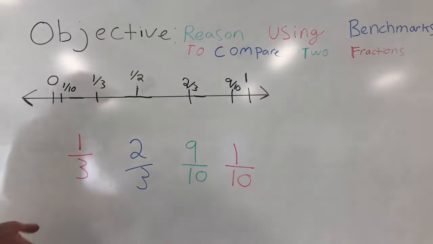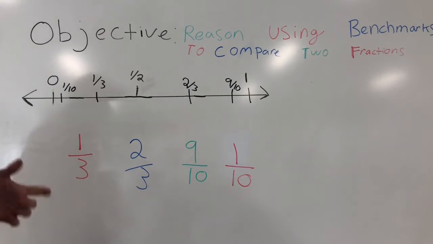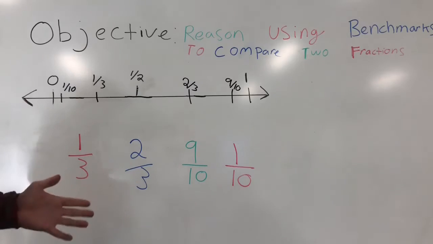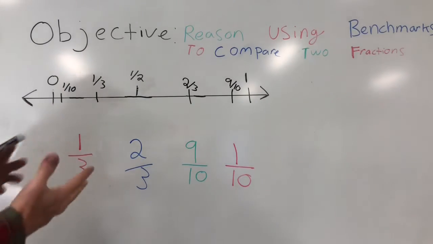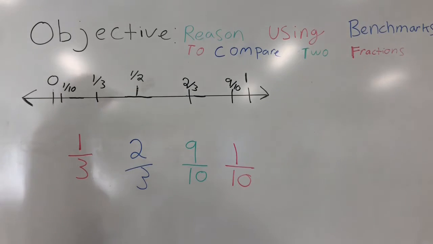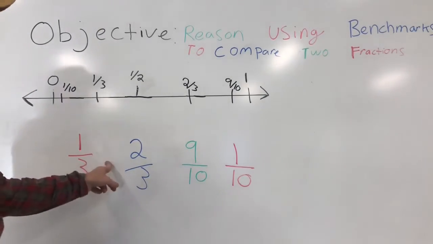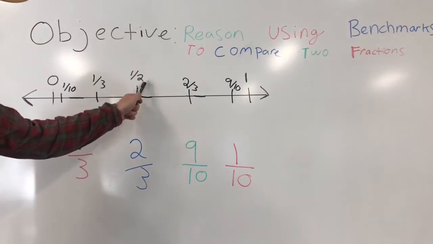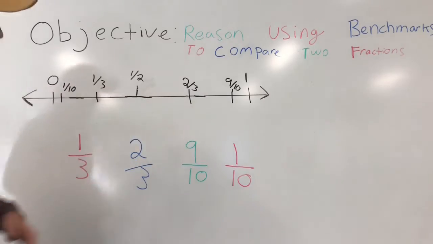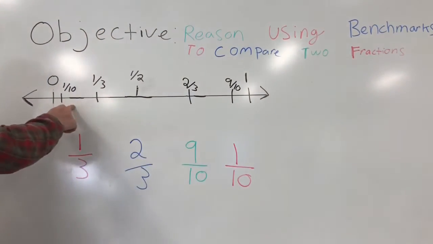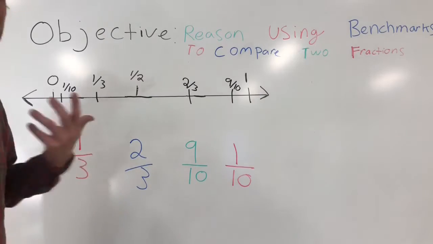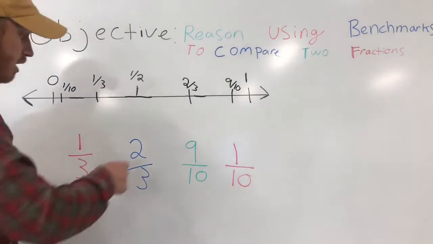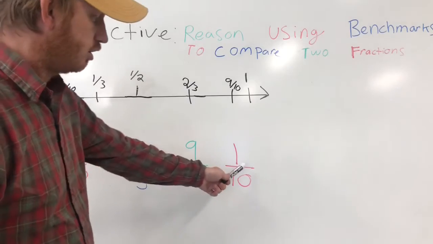And that's how you use benchmarks to find where fractions would go on a number line. We don't get exact, but it's a good way to get a feeling for fractions and where they are compared to other fractions. Because now I can look at this and I can go, well, what's bigger, 2/3 or 1/10? Well, 2/3 is more than 1/2, and 1/10 is less than 1/2. So without having to do any other math, I can kind of just know that 2/3 is going to be greater than 1/2.